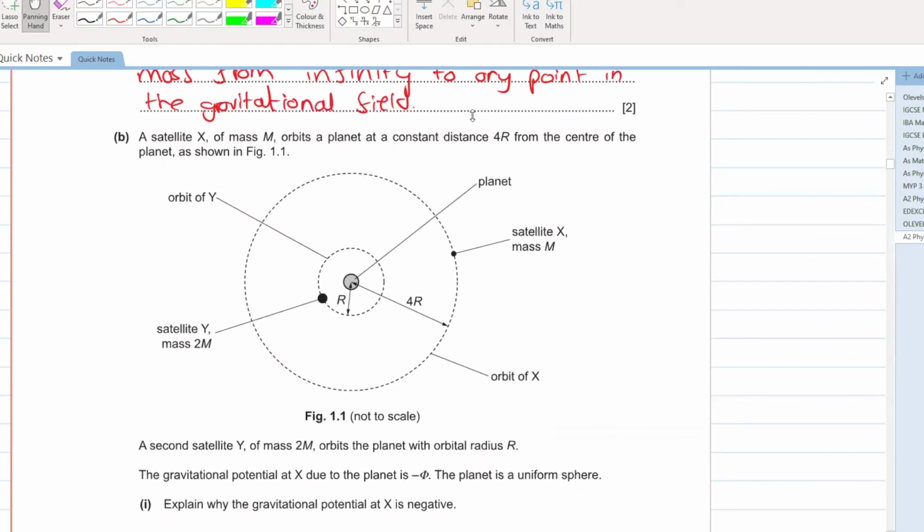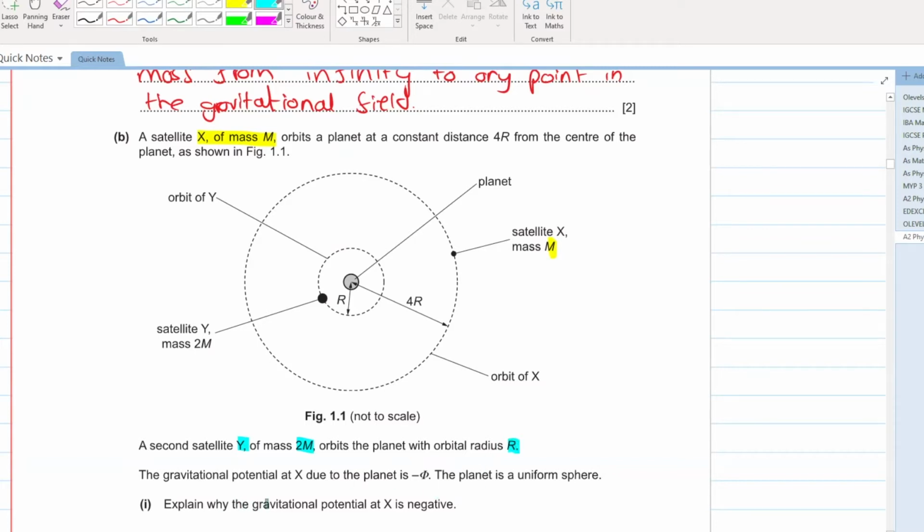A satellite X of mass m. Where is the satellite? At a radius of 4r. You are at a distance of 4r from the center of the planet as shown in figure 1.1. A second satellite Y of mass 2m orbits the planet with a radius of r.